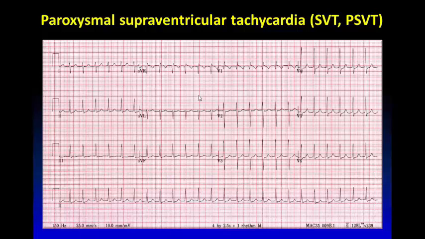Otherwise, we would have seen P waves, and the arrhythmia would have been a sinus tachycardia rather than a paroxysmal supraventricular tachycardia. This arrhythmia should have arisen because of a hyperexcitable ectopic focus in one of the atria, or because of a re-entry circuit in one of the atria.